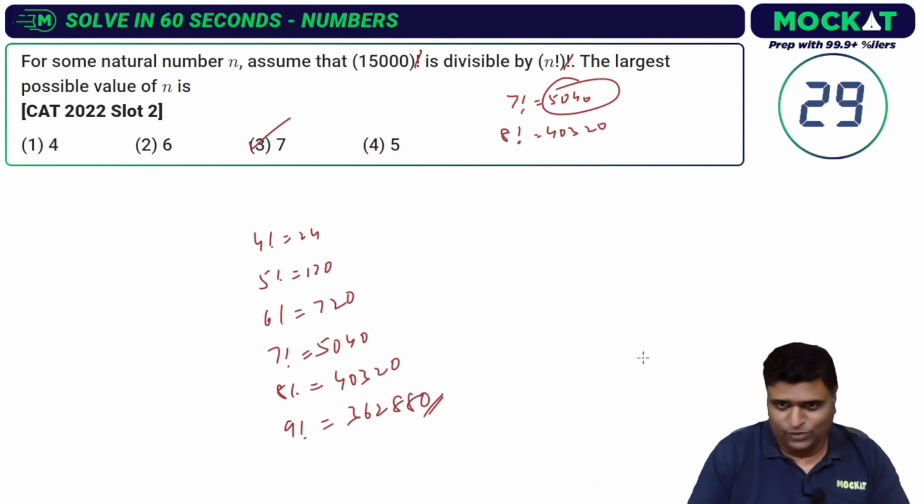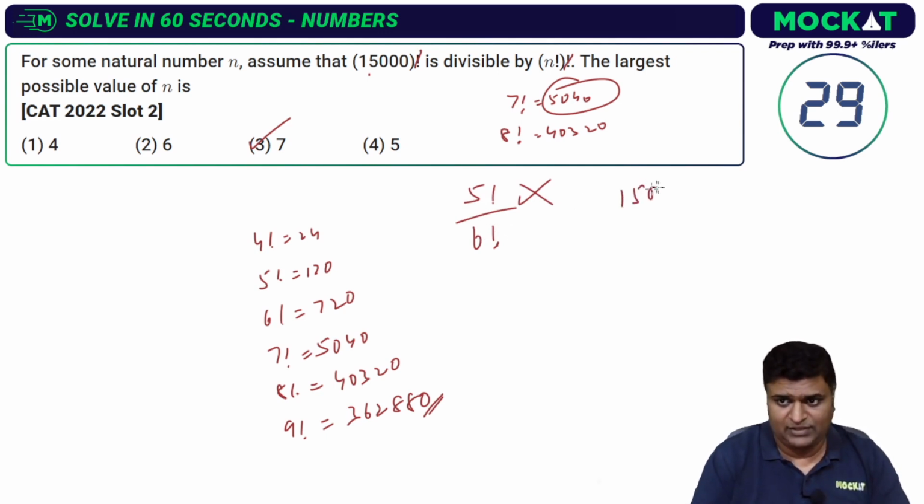So if you know these, I've told you to learn them by heart, right? Then it becomes very easy and very quick. For instance, 5 factorial is divisible by 4 factorial. Yes, because 4 is a smaller number. But is it going to be divisible by 6 factorial? No, because 6 is a bigger number. Numerator should be bigger than the denominator.